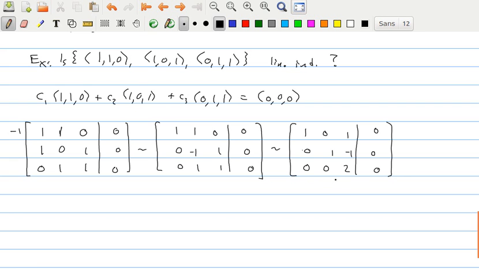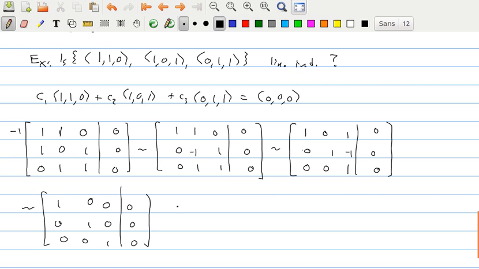Okay, and then finally we can divide the bottom row by 2. If we divide that by 2, it'll just put a 1 in this spot. And now we can add the bottom row to the middle row. That'll leave us with 0, 1, 0. And if we add negative 1 times the bottom to the top row, we get 1, 0, 0.